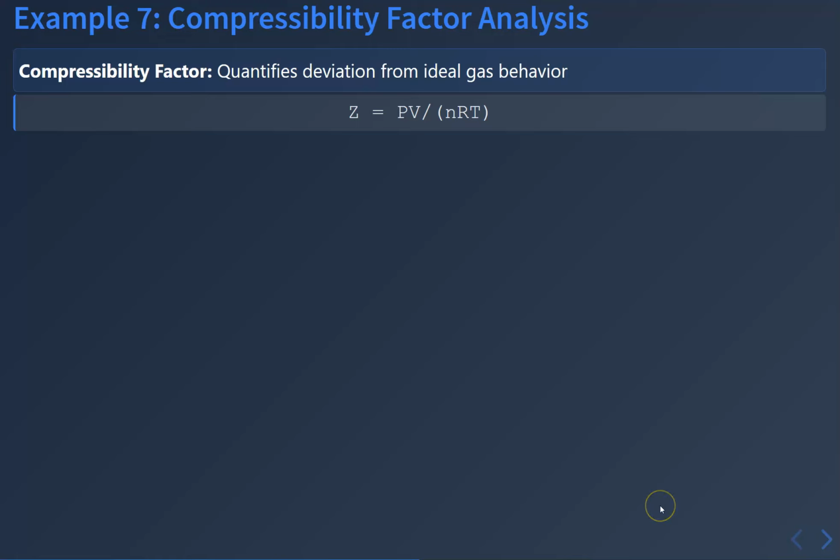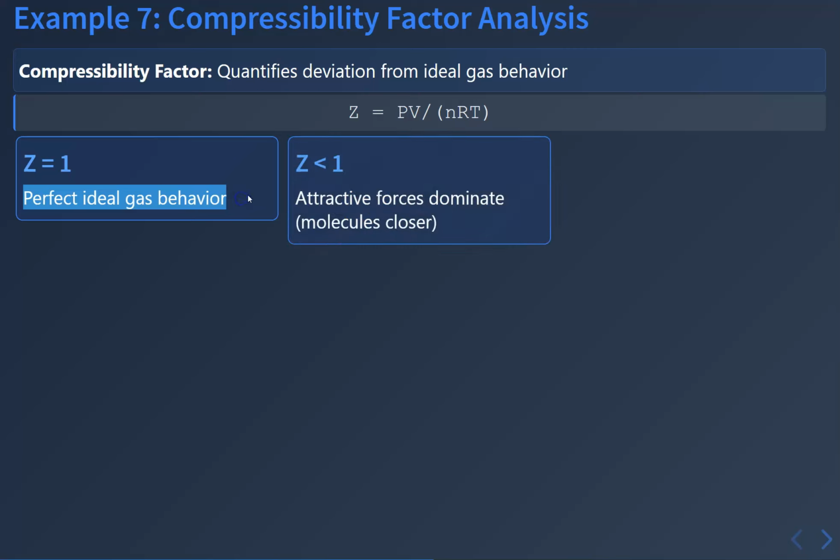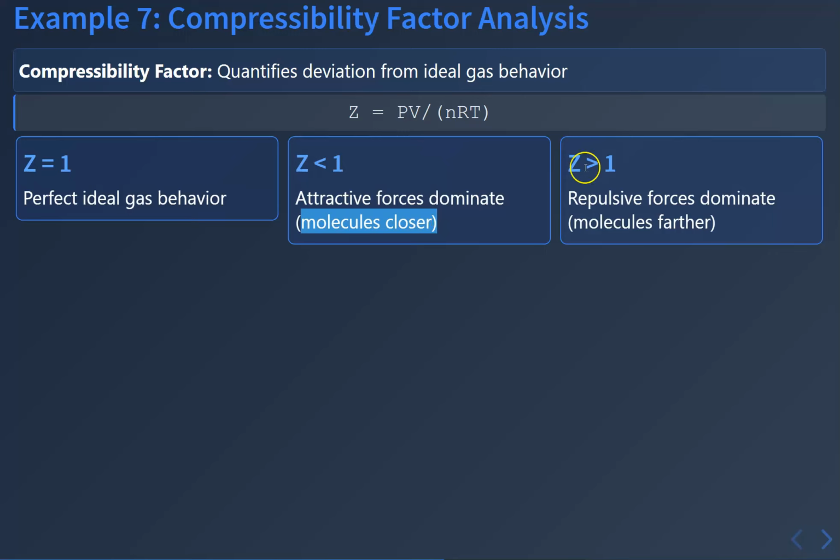Next example is the compressibility factor analysis. The compressibility factor quantifies deviation from ideal gas behavior. Z is equal to PV by nRT. When Z is equal to 1, that is perfect gas behavior. Z less than 1, attractive forces dominate, so molecules are closer. Z greater than 1, repulsive forces dominate, meaning molecules move away.